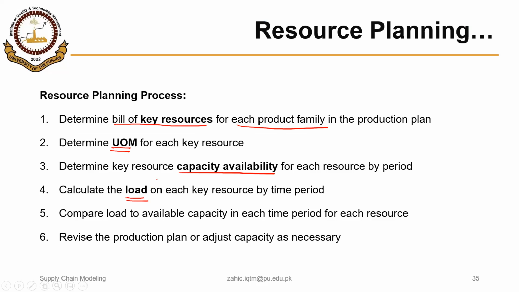So that is important. And in step number 5, you have to compare the load to available capacity in each time period for each resource. So if in each period load is less than the available capacity, well and good. If not, then you have to either look up for new resources if they can be made available, or you may have to revise the production plan, or you may have to adjust the capacity. So this decision is to be made.